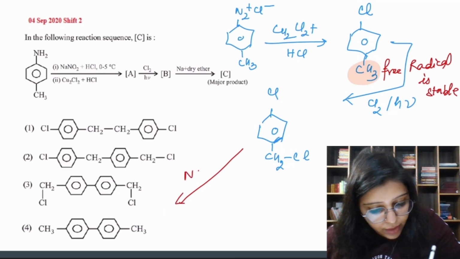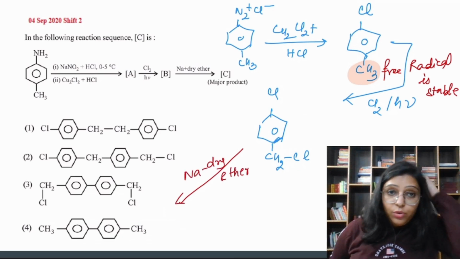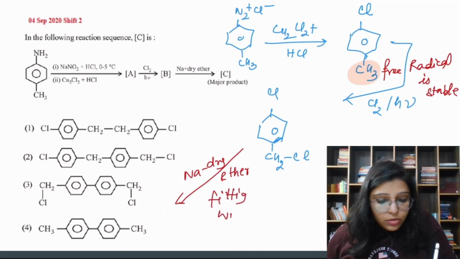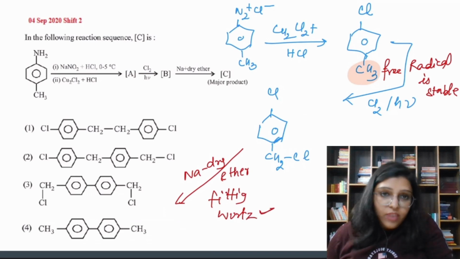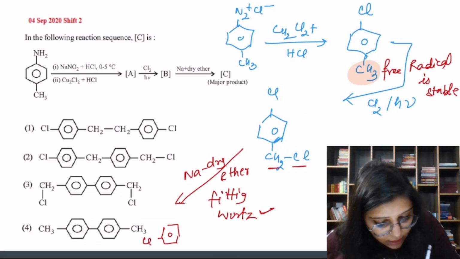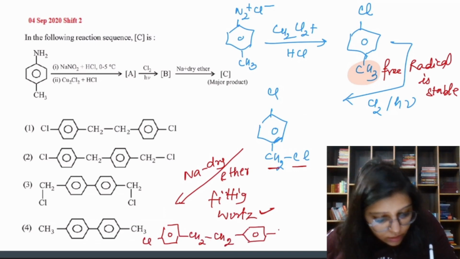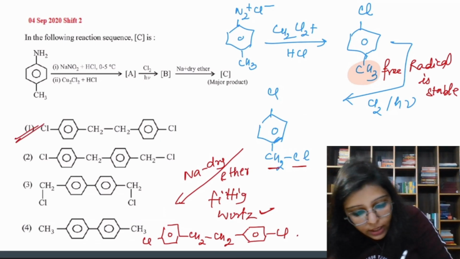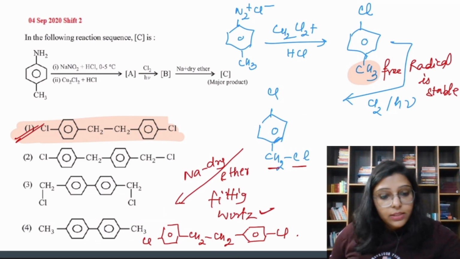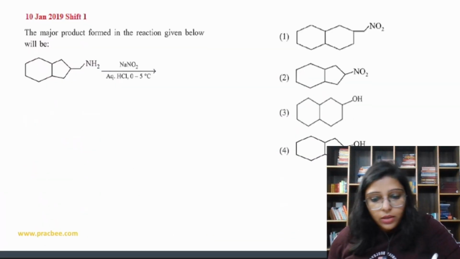Now in the presence of Na and dry ether, we have to do the Fittig reaction. Now there is Fittig and there is Wurtz, so the Wurtz reaction is fast with CH2Cl, so we are going to form Cl, CH2, CH2 and this. Okay, so option 1 is the correct answer. Wurtz is better in comparison to Fittig.